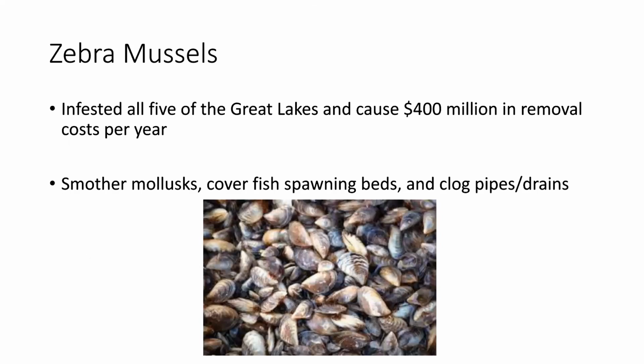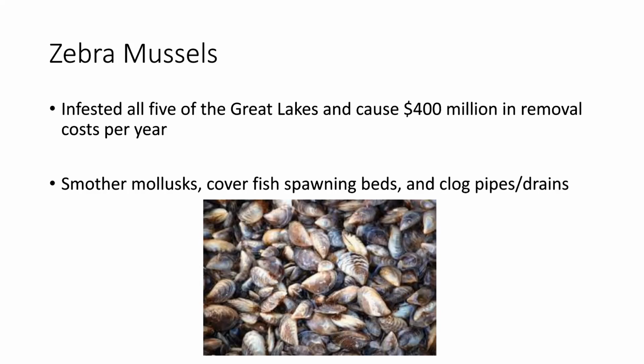Another example is the zebra mussel in the Great Lakes near the East Coast and the Midwest. So these mussels, similar to the hyacinth, basically just cover up mollusks, cover up the spawning beds of fish where they breed. So it prevents the organisms from reproducing and surviving successfully. They can also just get into pipes and drains and cause a nuisance that way.